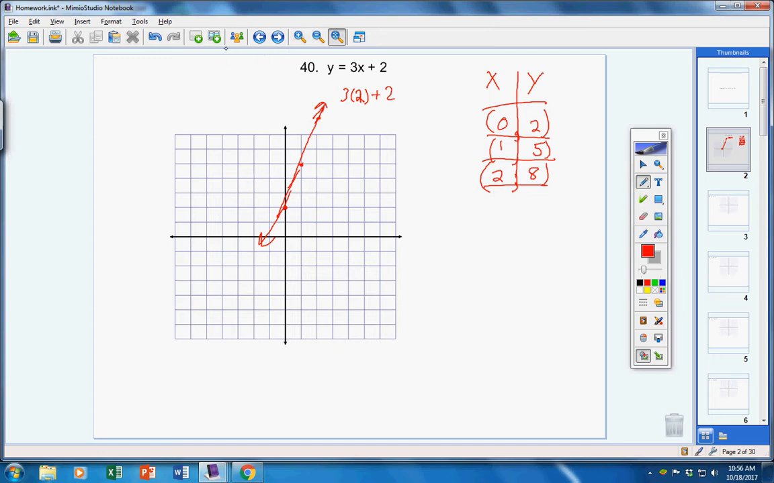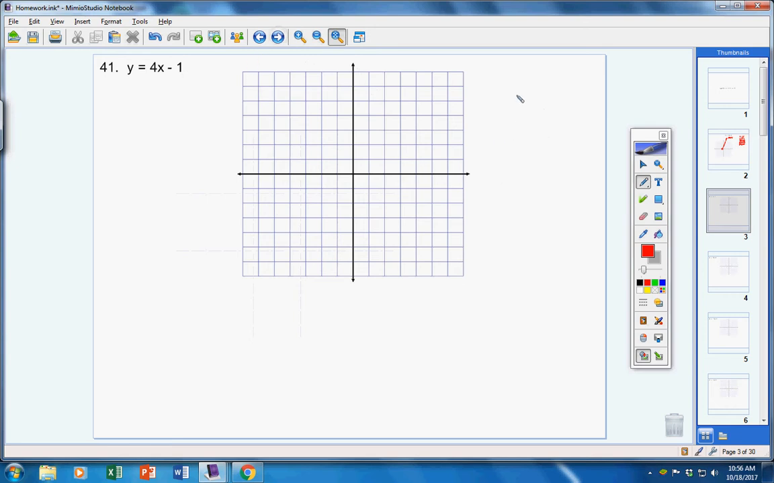That's it. Alright, let's go ahead and move on to 41. Here's my table of values over here. I'm going to use 0, 1, 2. You can use any numbers you want for your x. So 0 first. 4 times 0 minus 1. 4 times 0 is 0. 0 minus 1 is negative 1. Y equals negative 1.